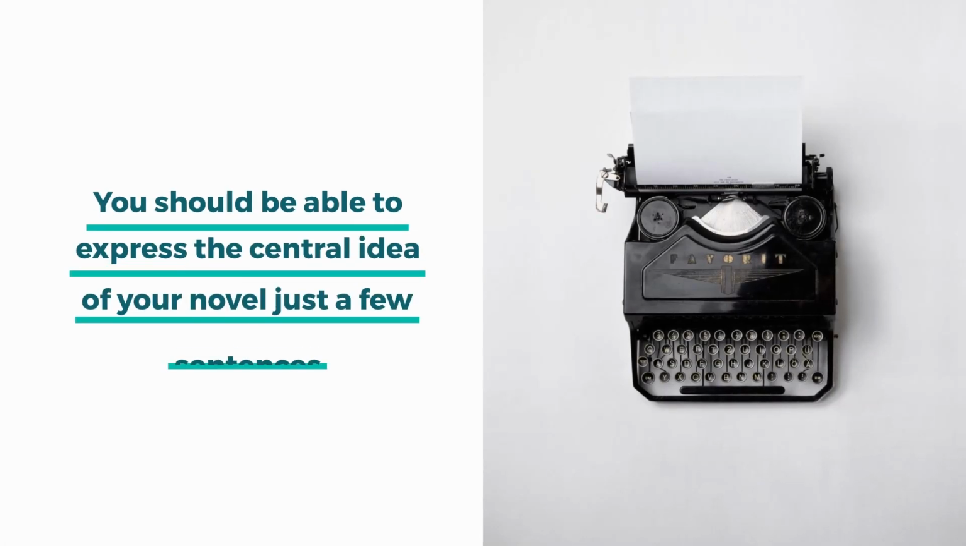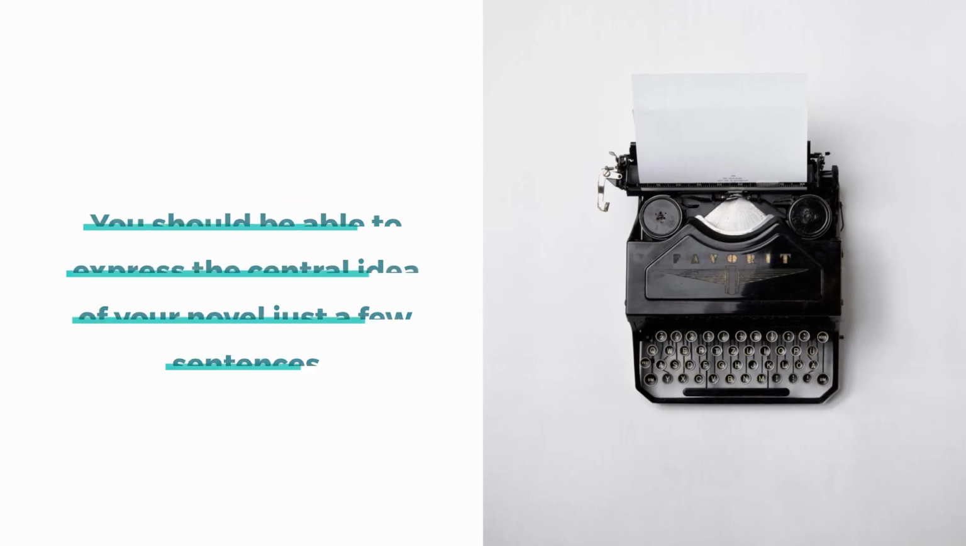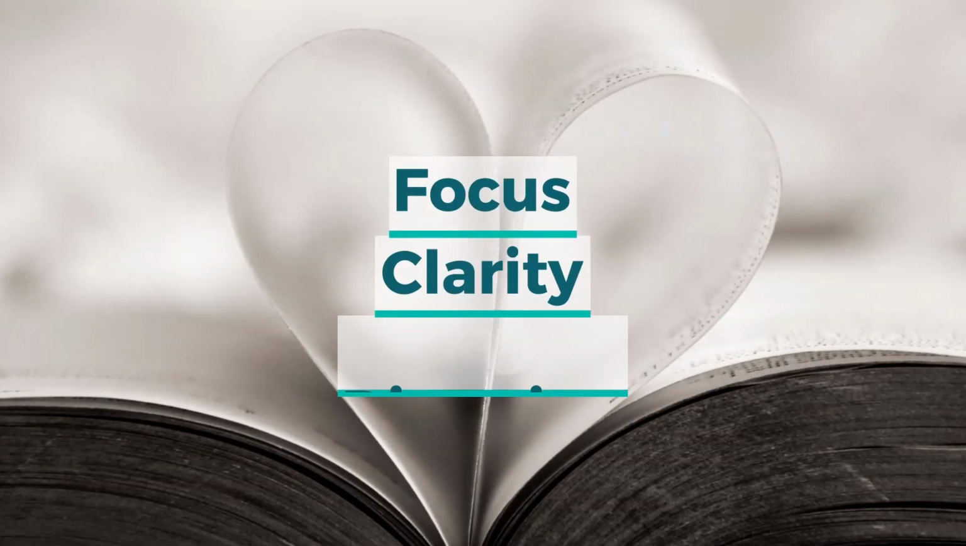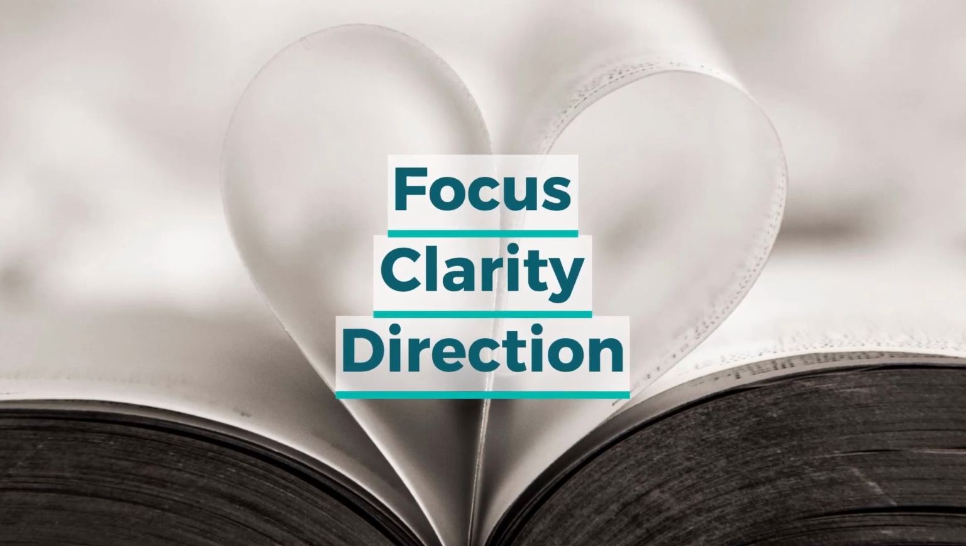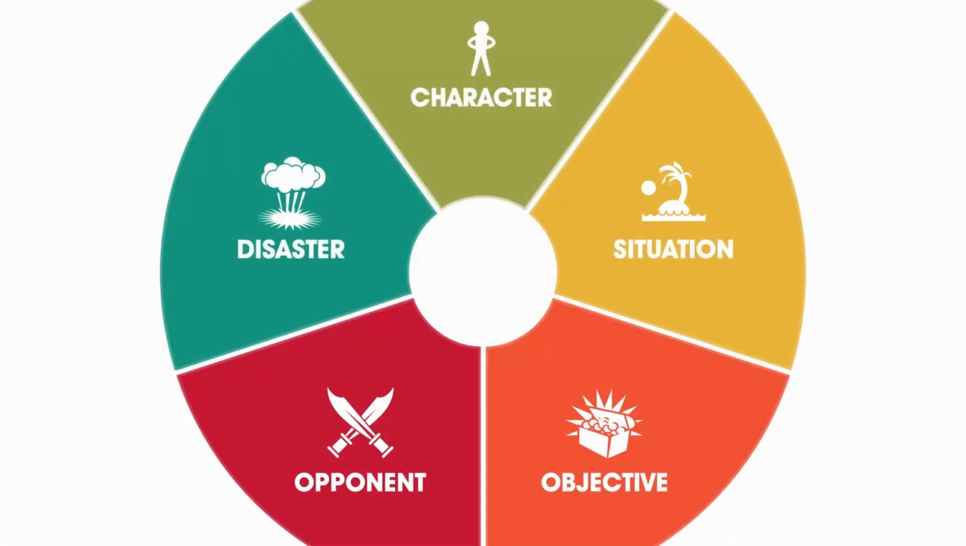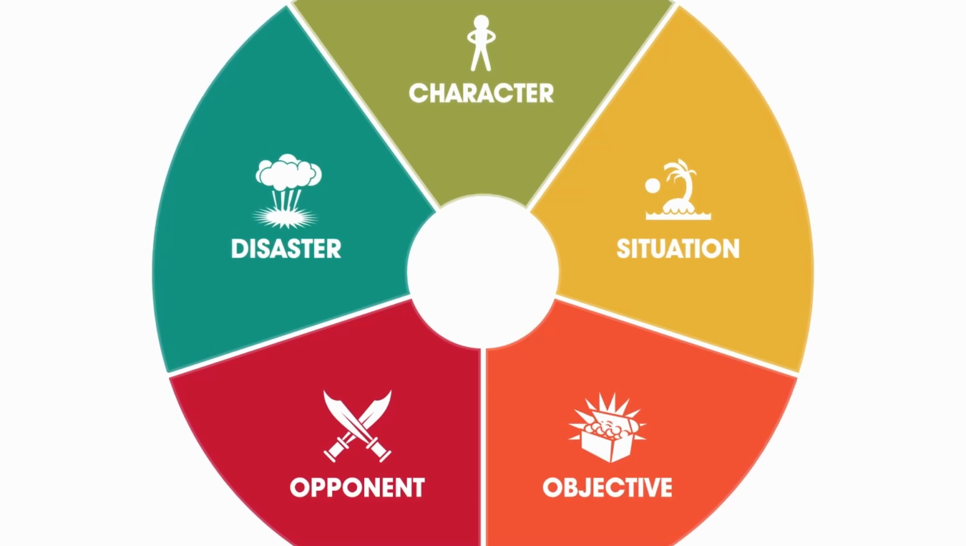You should be able to express the central idea of your novel in just a few sentences. Having the heart of the story tightly defined keeps you anchored and moving towards a clear goal at the same time. In this video, we're going to use a technique which defines 5 key story elements and weaves them together into 2 sentences which express the central idea of your story.